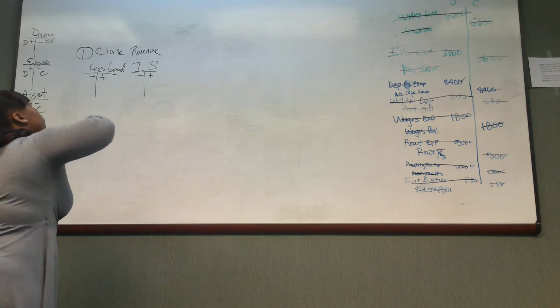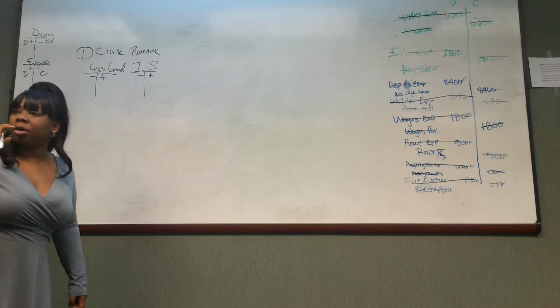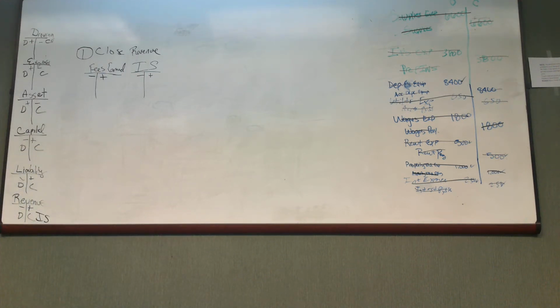Okay, so what was the balance of fees earned? You're going to look on your required 1, because we need to use the adjusted balances, not the previous trial balance. So here is your adjusted trial balance. I didn't do this column, so I'm going to have to go back and do those. But that one is 132,100.